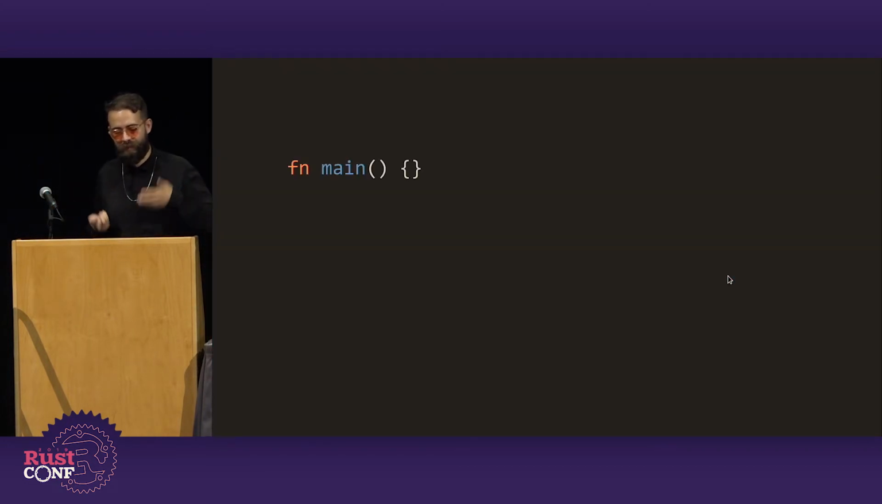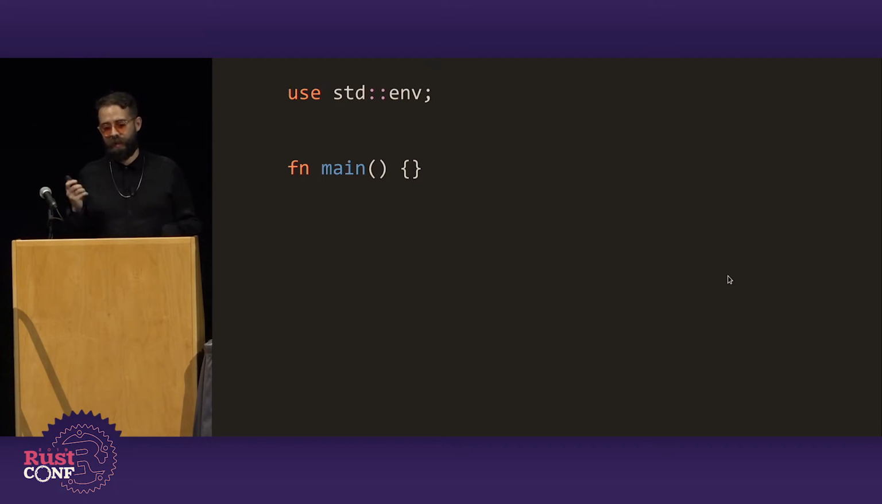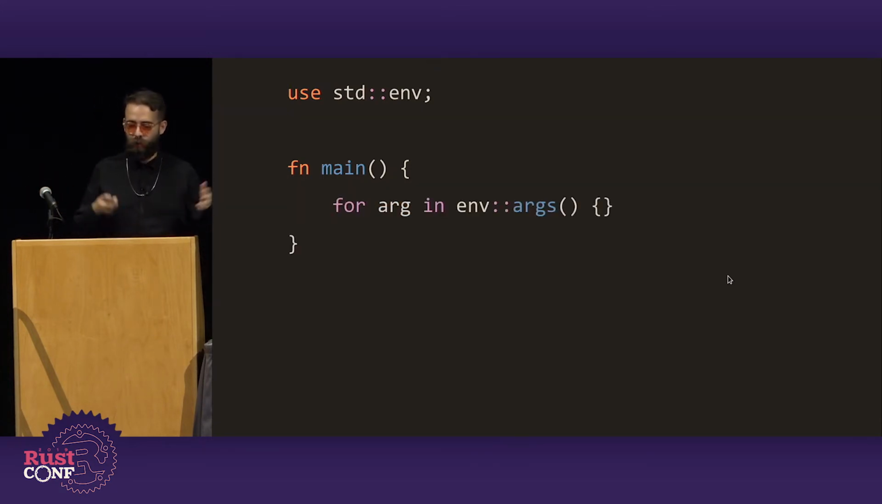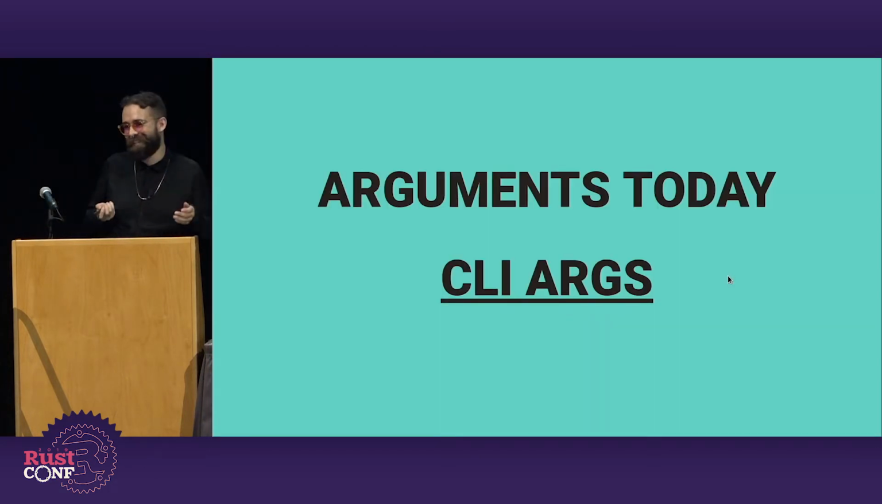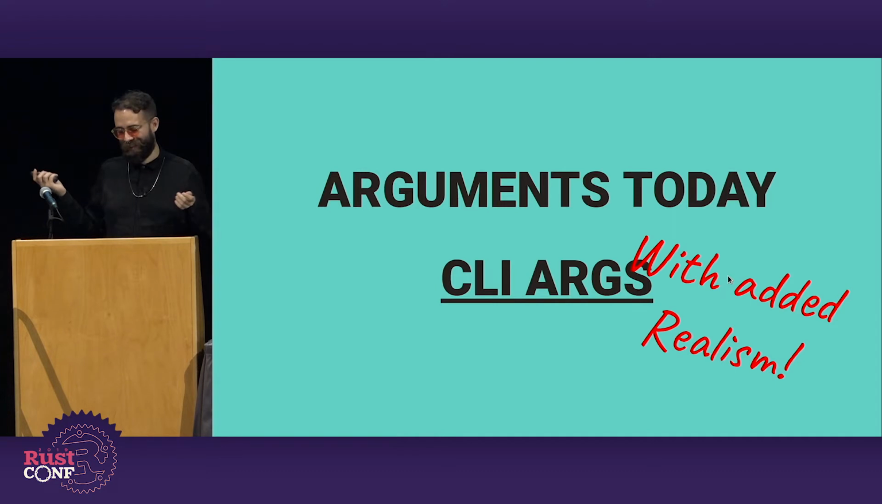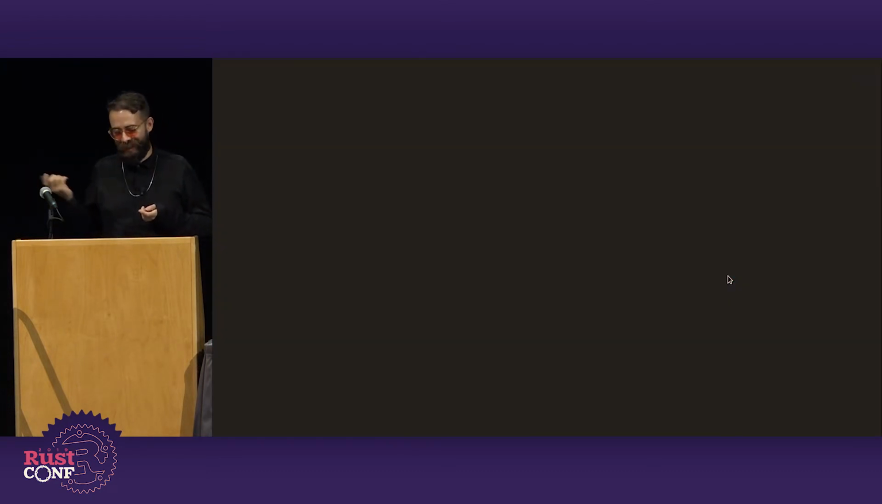Probably something like this, little function main. And we say std env args, so we get the arguments. And then we say for arg in args, let's print the arg. Cool, sweet. Well, not really. That's not really how you do things. That's the pretty example. The actual example would probably look a bit more like this.